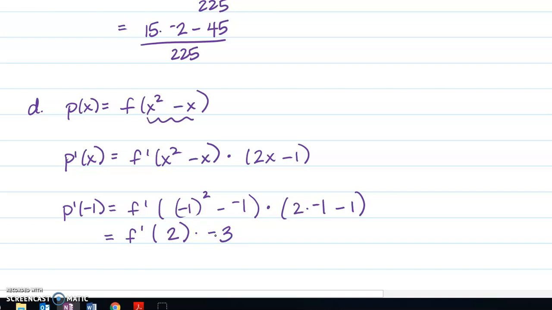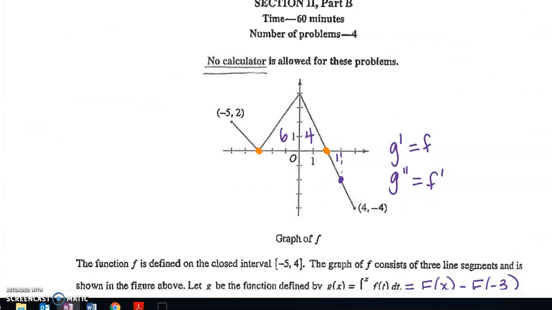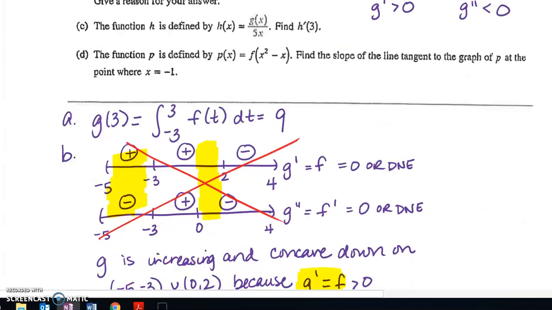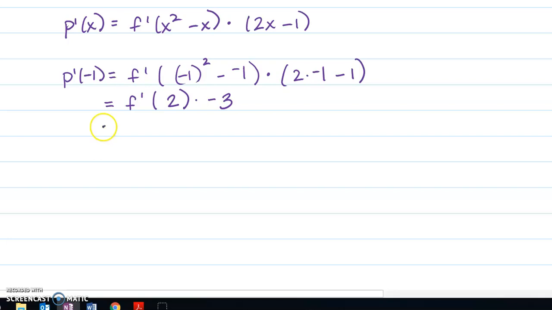F prime of 2, we'll go all the way back up here. F prime of 2 is the slope of this region right here. So you can count lines going down like tick marks. This is 1, 2, 3, 4 over 2. So down 4 over 2. The slope is -2. And our final answer is 6.